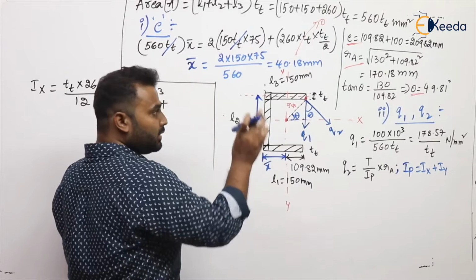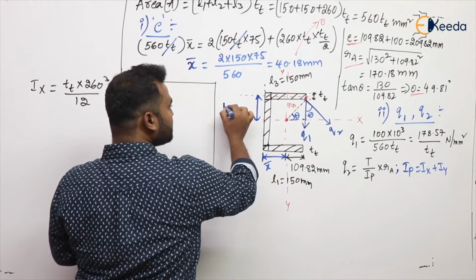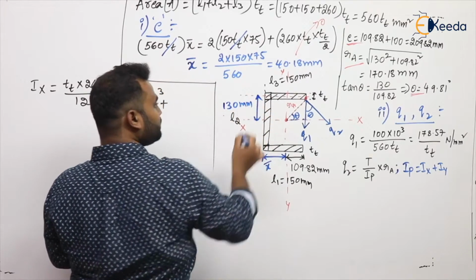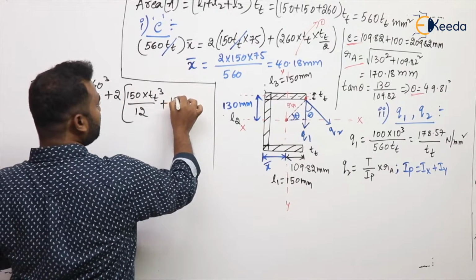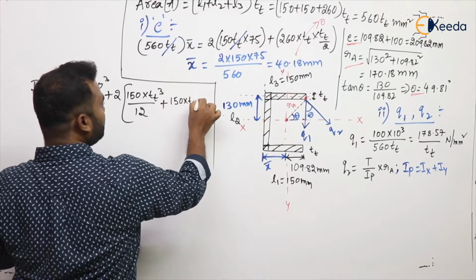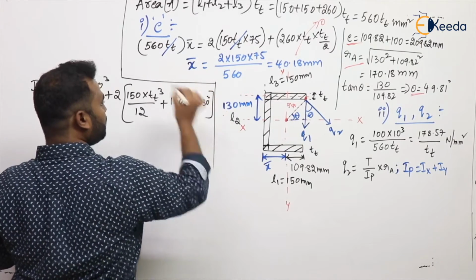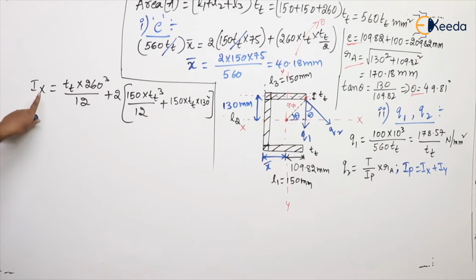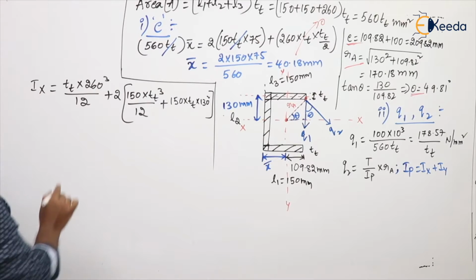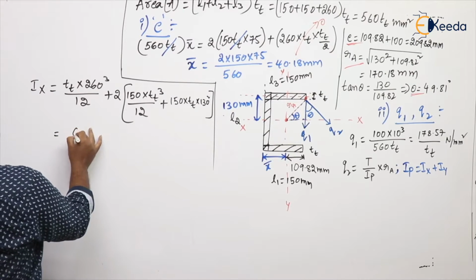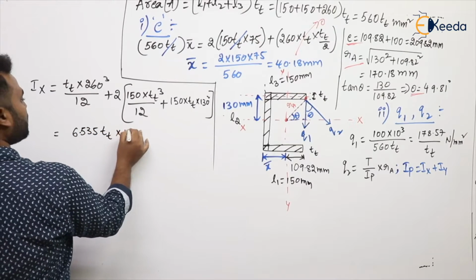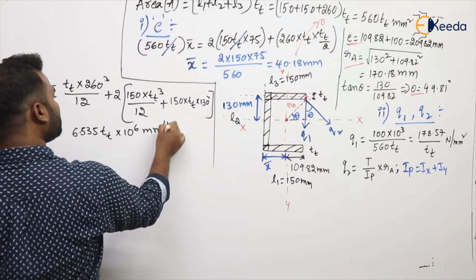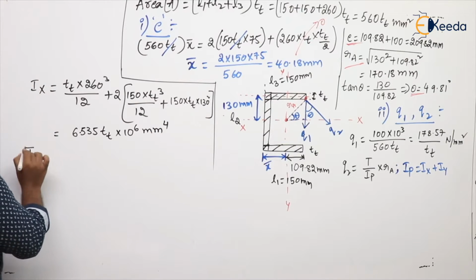As we are considering this weld as a line, this distance can be taken as 130 mm. So now finally how much are we going to get? 150 into TT into 130 square. Clear? This is the moment of inertia of this fillet weld cross section along the x-axis. Upon simplifying, we are going to get 6.535 TT into 10 to the power 6 mm power 4. That is the moment of inertia along the x-axis.